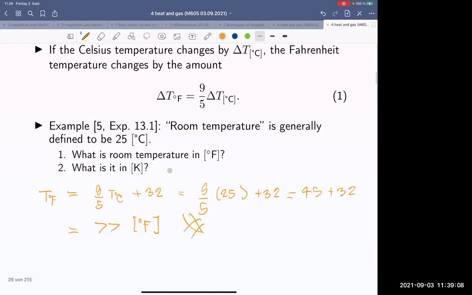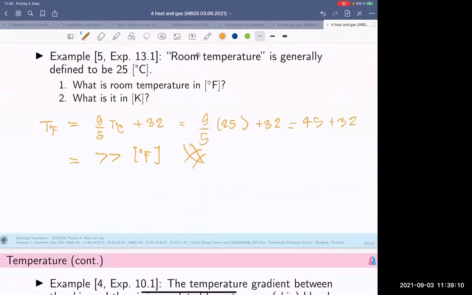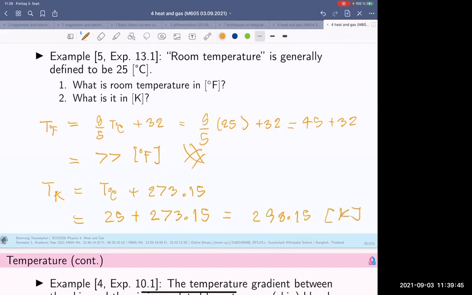And the temperature in Kelvin is quite easy. You have TK, and if you have TC, you have to add 273.15. In this case, we get 25 plus 273.15, so it's going to be 298.15 degrees Kelvin. All right, and that's it for this example.